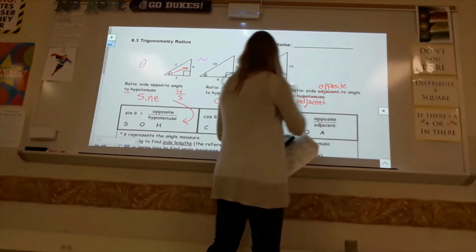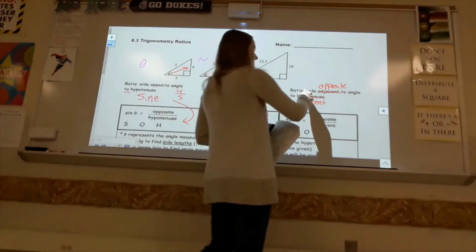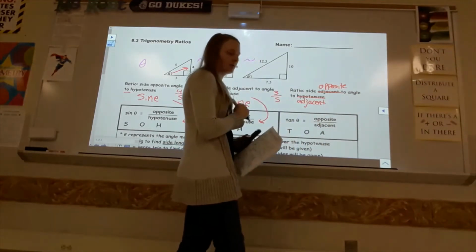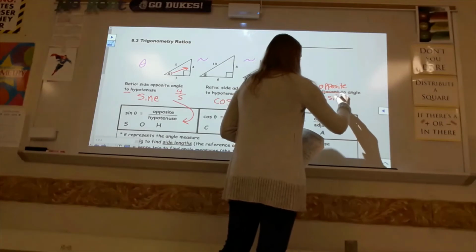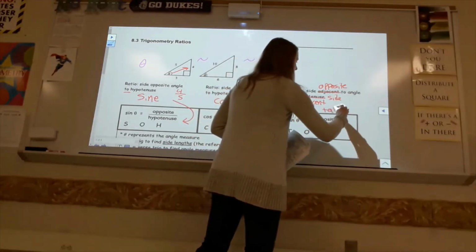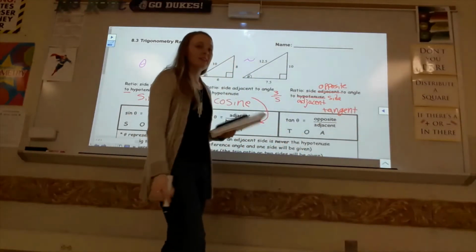Should have caught that. I think I copy pasted and then forgot to change it. This last ratio is supposed to be the side opposite to the angle and then to the adjacent side. Okay, so if you want to add the word side there. Messed that one up. So this is called the tangent. This is our third trigonometric function. We're going to be talking about the tangent.